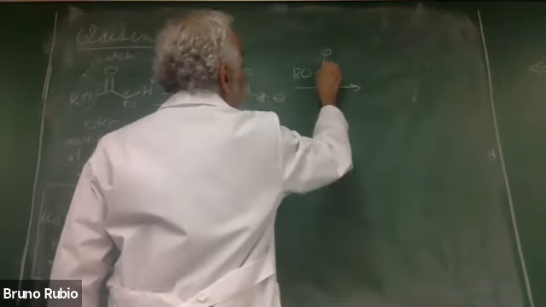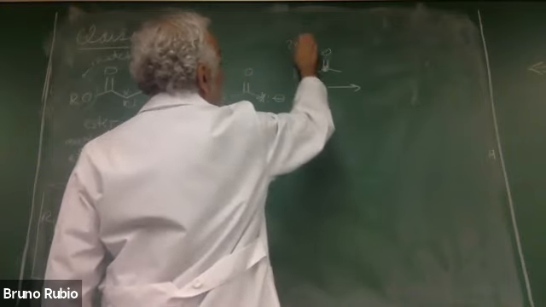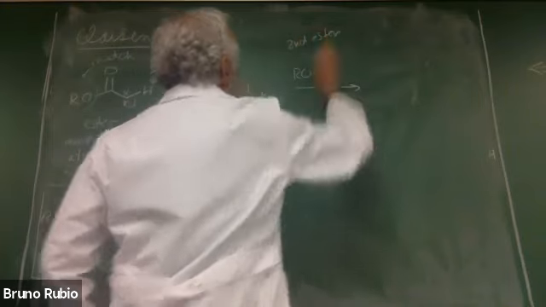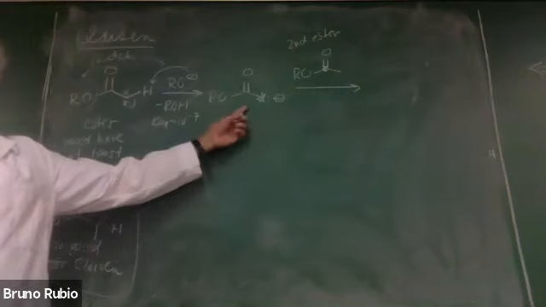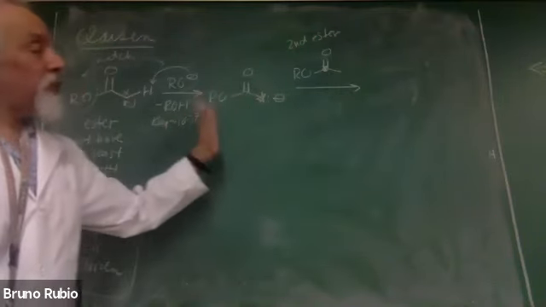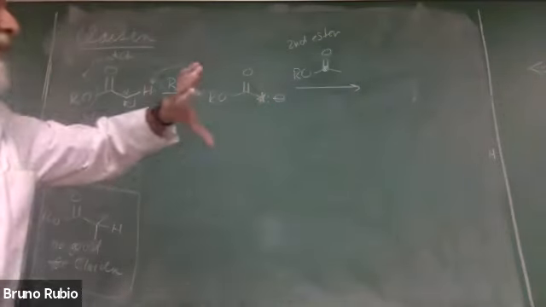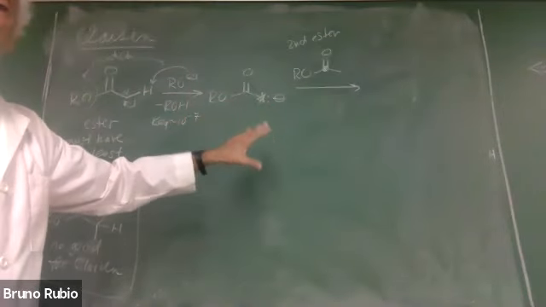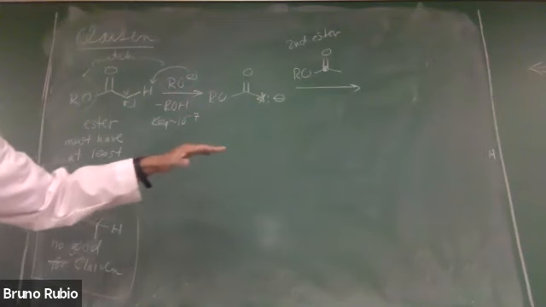It's nearly always going to be a second ester, which could be the same as the first ester, or it could be different. All right, so now the Claisen reaction is an acyl substitution using an enolate as a nucleophile.